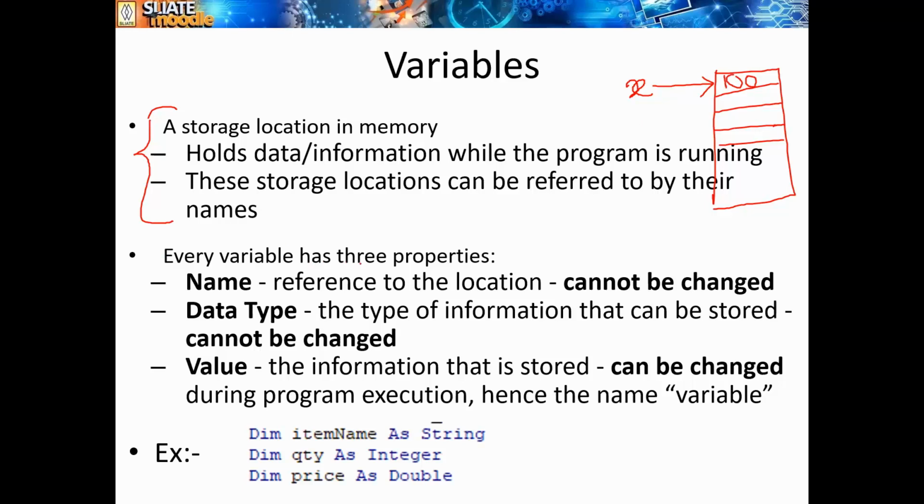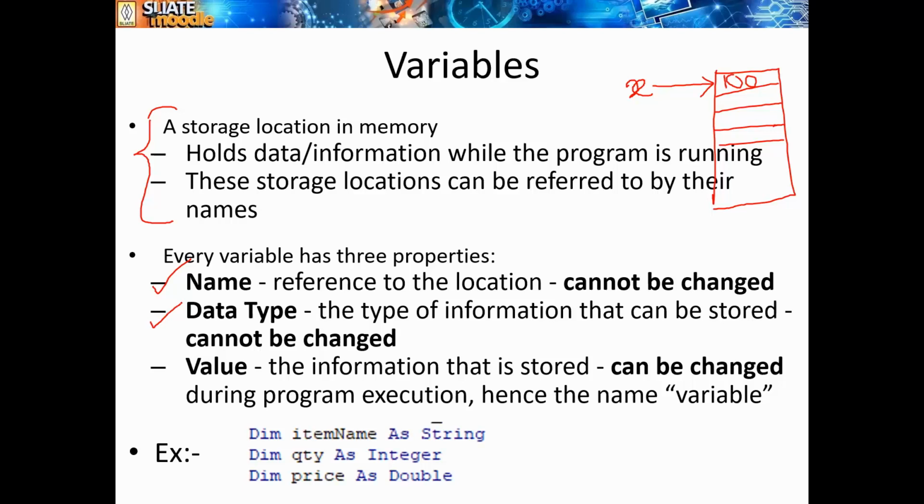Every variable has three properties. These are the properties: name. This is what we already know. So x in my case, that is x. And this will refer to a specific memory location. So I have created a variable and I have named it x. So that is this. And the data type.